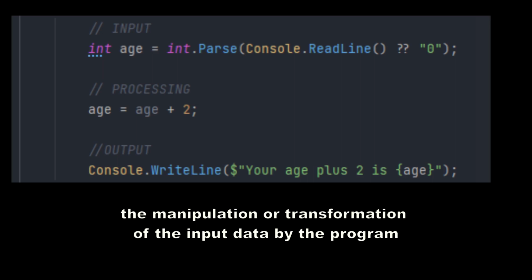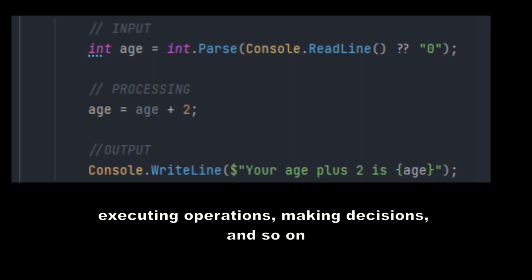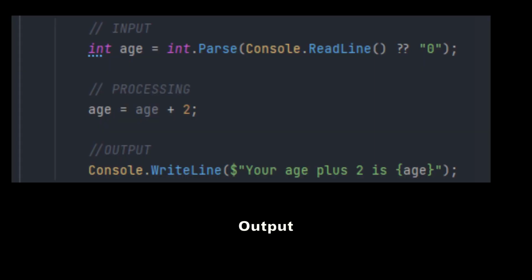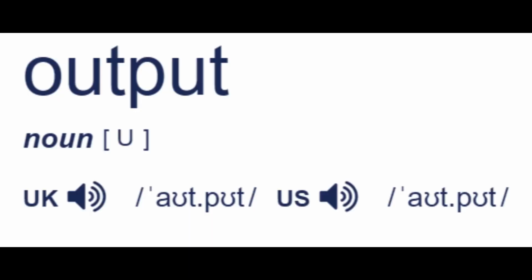Manipulation or transformation of the input data by the program, which involves performing calculations, executing operations, making decisions, and so on. Processing. Output. The result or output data that are generated by the program as a result of processing the input data. Output.